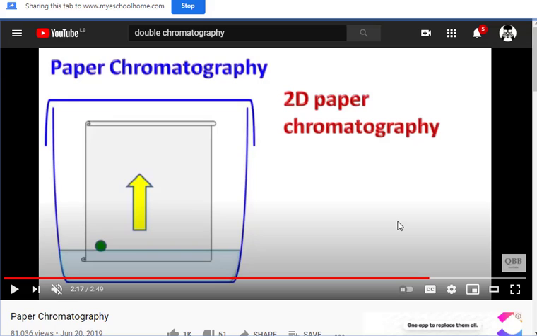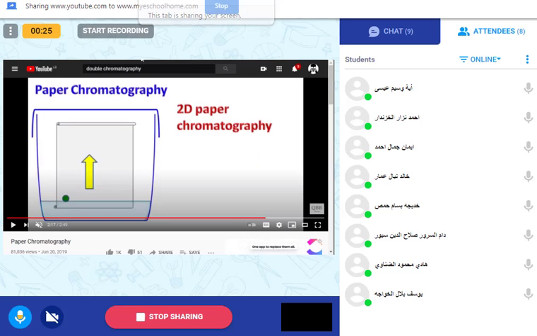Now I will, let's say, improve this technique. I will make it more accurate, more advanced. How? For example, Ahmed will tell me, what if two amino acids have somehow the same weight?